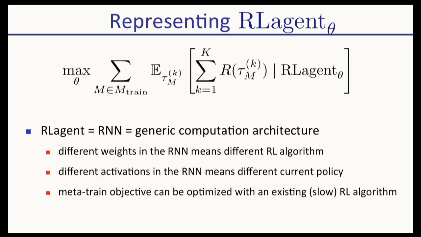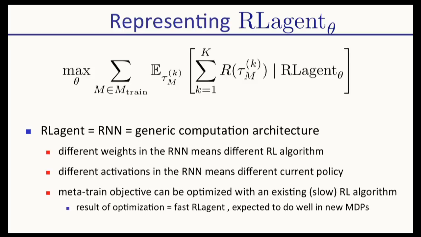Then the way we optimize the weights is this: it's still a reinforcement learning problem as a whole, so we can optimize the weights by running an existing reinforcement learning algorithm that will optimize the weights in the recurrent neural net. The result is a recurrent neural net that encodes an agent that inside of the agent runs reinforcement learning also. So the final result would hopefully be a fast reinforcement learning agent that is expected to do well in new MDPs it hasn't seen before.